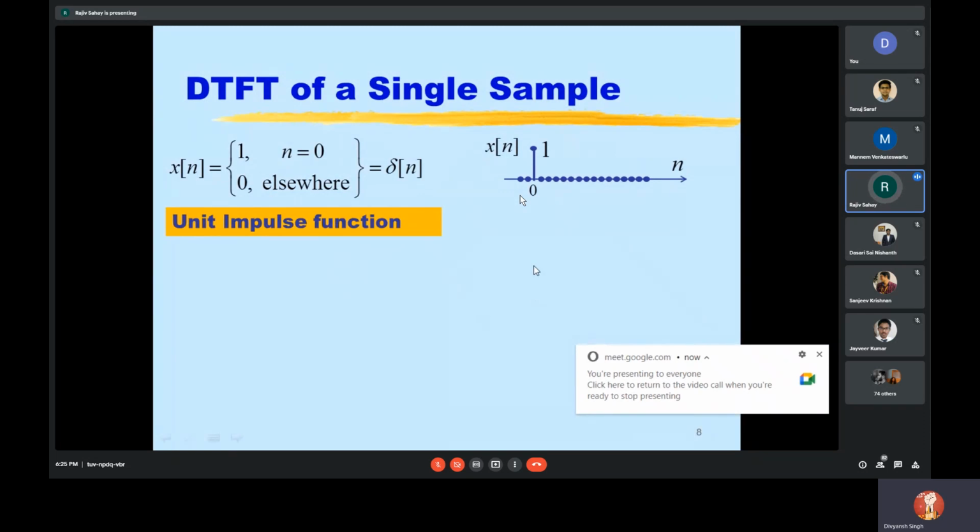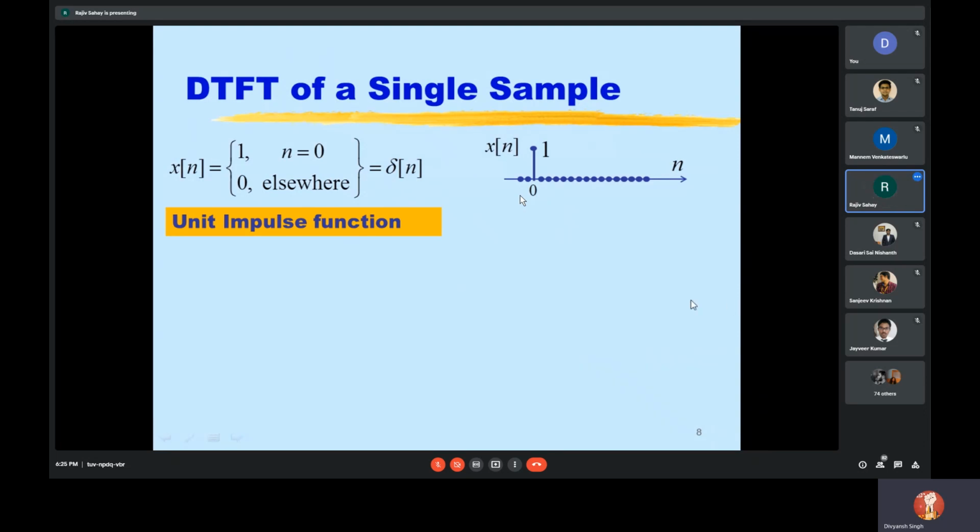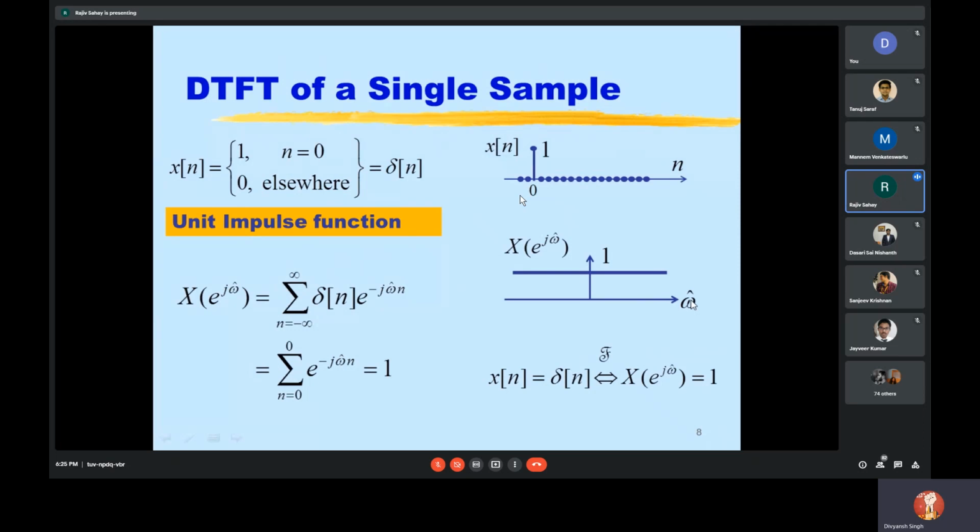So the DTFT of a single sample, that is the Kronecker delta. So x[n] is equal to 1 for n equal to 0, and elsewhere it is 0. That is equal to delta of n. This is different from the Dirac delta. So what is the DTFT? It is going to be unity over all frequencies. You can prove it like this. This turns out to be 1.